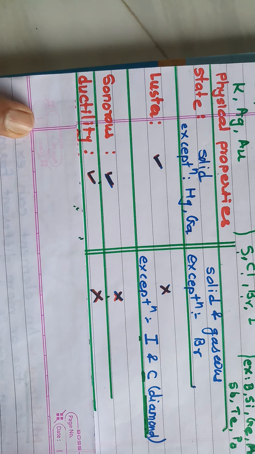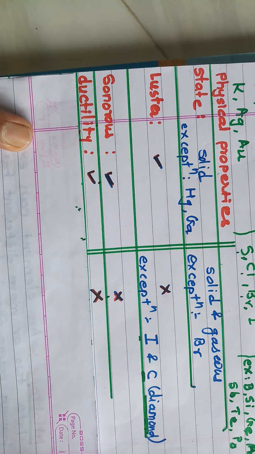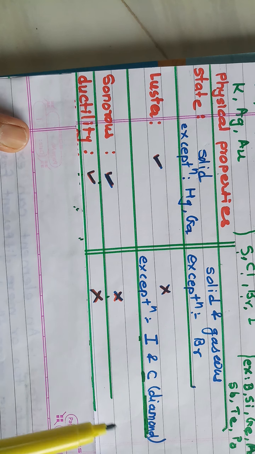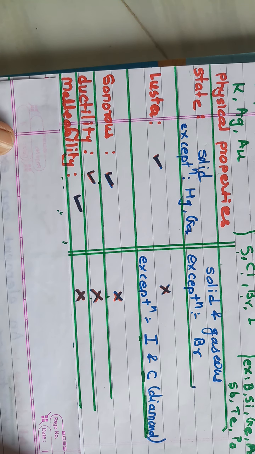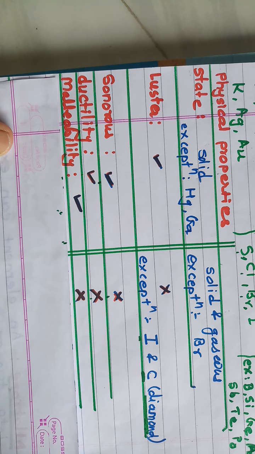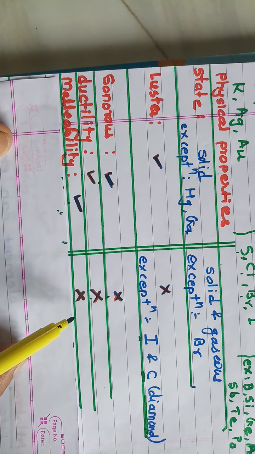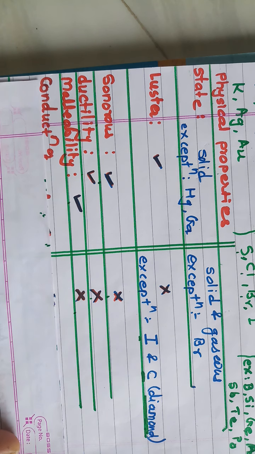Ductility. What is ductility? It is the capacity of an element to be converted into wire form. Metals are easily converted into wire form, so metals are ductile whereas non-metals do not get converted into wire form, so they are non-ductile. Malleability. What is malleability? The capacity of an element to be converted into sheets is called the malleability property. Metals are easily converted into sheets, so metals are malleable whereas non-metals are non-malleable.